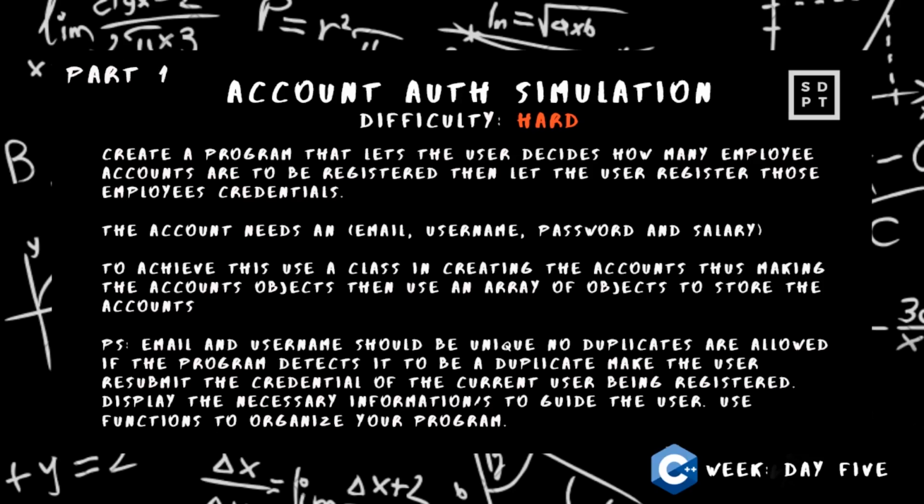So, let's read the problem. So, as you can see here, guys, let's read. Create a program that lets the user decide how many employee accounts are to be registered. So, we are going to make an employee account. Then, let the user register those employees' credentials. The account needs an email, username, password, and salary. To achieve this, use a class in creating the accounts, thus making the accounts objects. Then use an array of objects to store the accounts. PS, email and username should be unique.